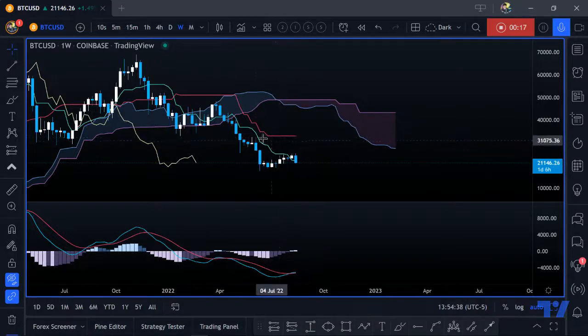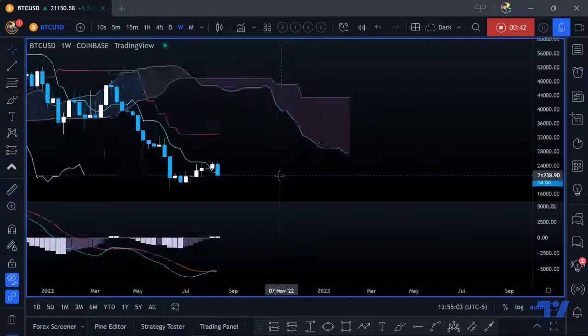Kijun-sen is flat, so that means the price has not made any higher highs or lower lows in the past 26 periods. So it's still likely that the price could push all the way back up to Kijun-sen at 32K, but there are no signs that the price will make that move soon.